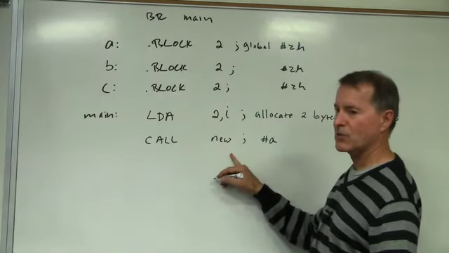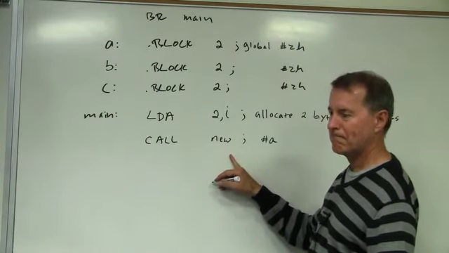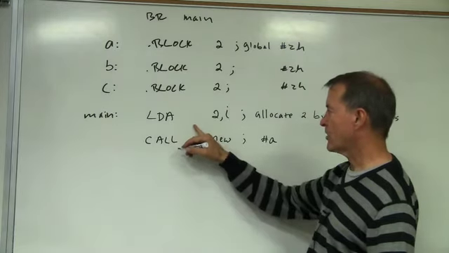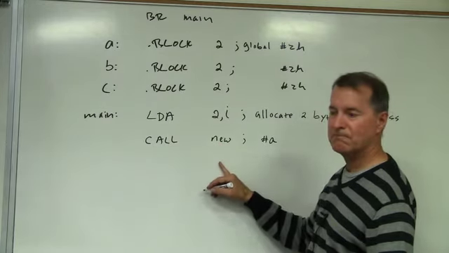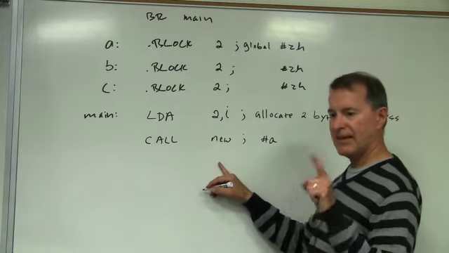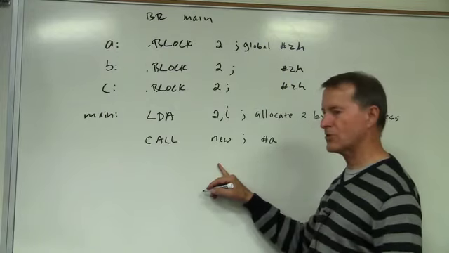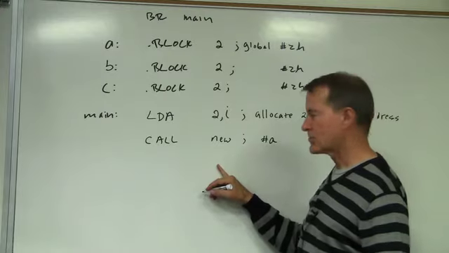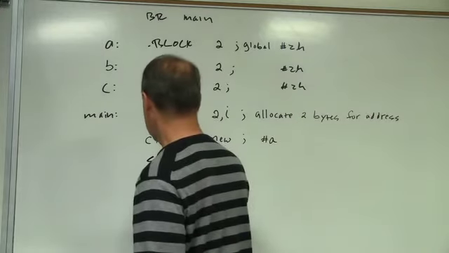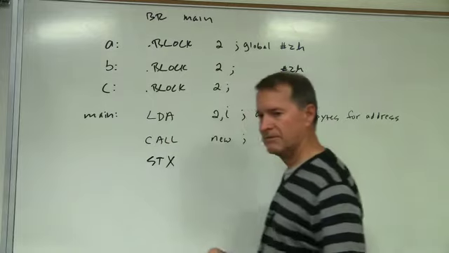Now check this out, you guys. What can we assume? At this point, we load A and we call. At this point, what can we assume? That the index register has a pointer. That the index register has the pointer to the memory that's been allocated. So what do you suppose we should do now? Store the index register. Is everybody clear on that?